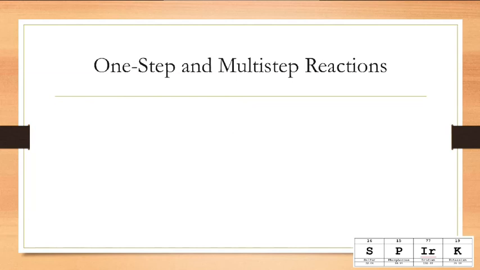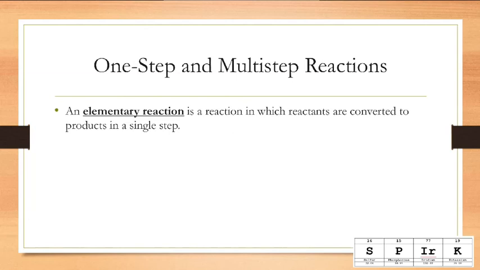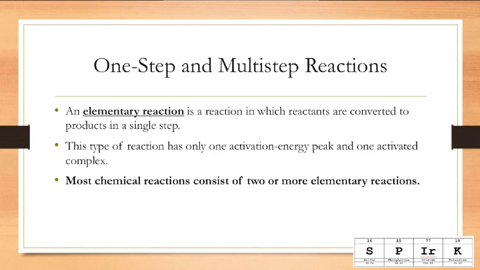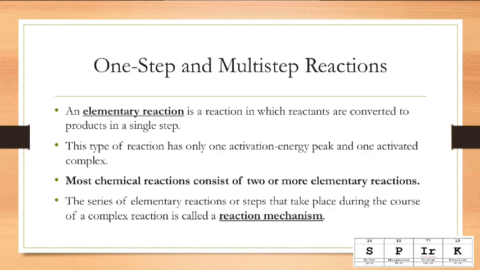All right, so we still need to talk about one-step and multi-step reactions. An elementary reaction is a reaction in which reactants are converted to products in a single step. This type of reaction has only one activation energy peak and one activated complex. Most chemical reactions consist of 2 or more elementary reactions. The series of elementary reactions or steps that take place during the course of a complex reaction is called a reaction mechanism.